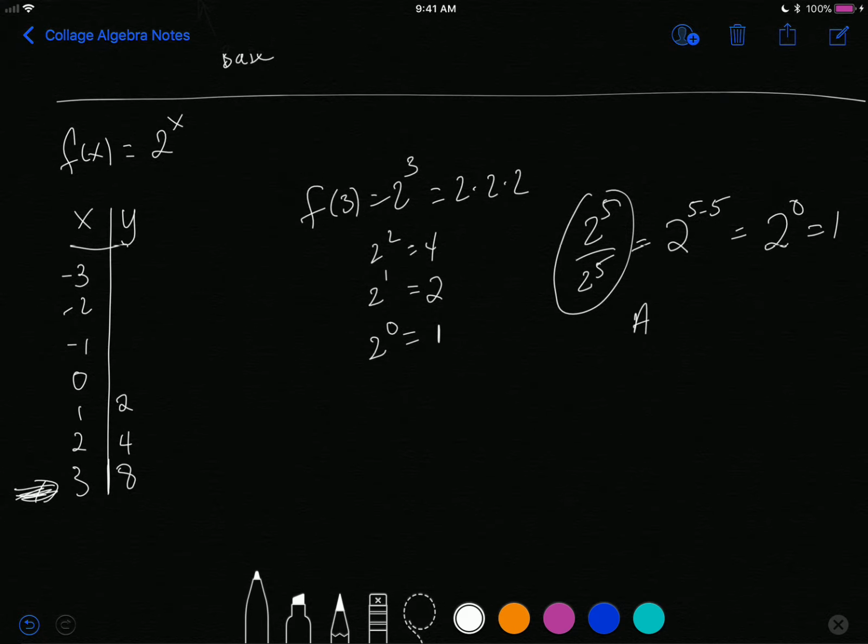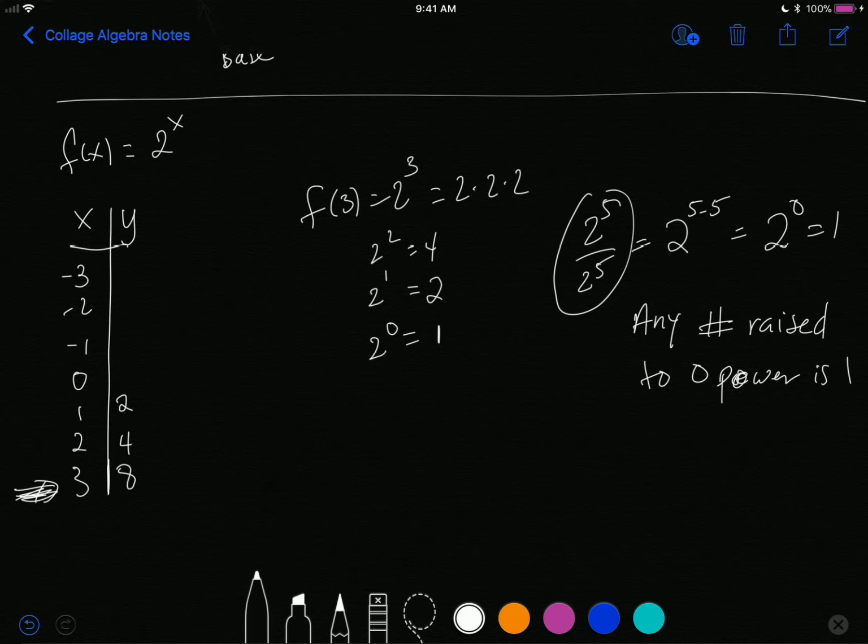In fact, any number. My goodness, that does not look like the word number. So let's just fix that right there. There we go. Any number raised to the 0 power is 1. 2 to the 0 is 1, 5 to the 0 is 1, 200 to the 0 is 1, and so forth and so on.